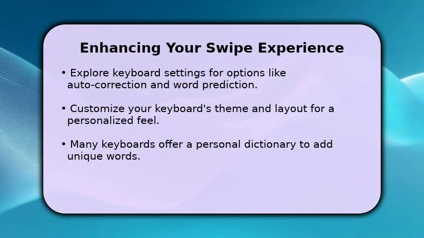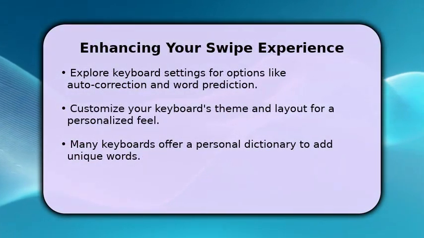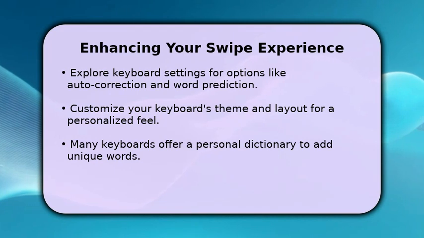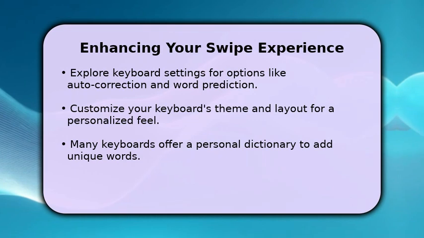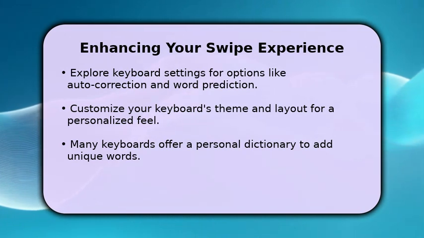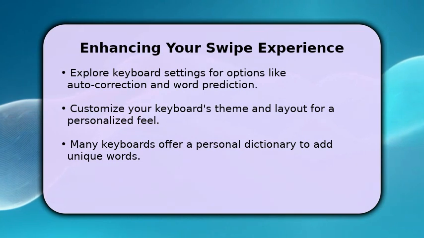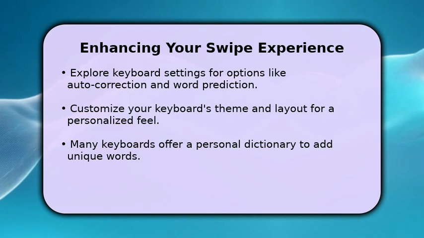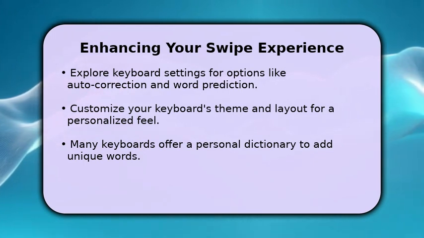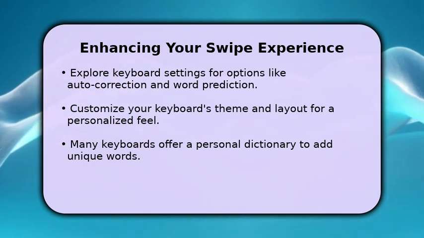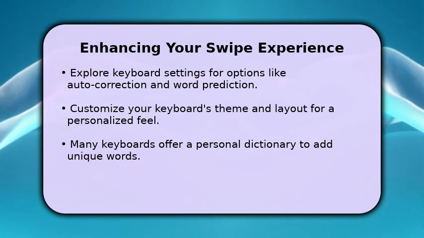Beyond the basics, you can further enhance your swipe typing experience. Dive into your keyboard settings to explore features like autocorrection, which can fix minor errors, and word prediction, which suggests words as you type. Many keyboards also allow you to customize themes and layouts, offering dozens of options to personalize your typing interface. You can even add unique words to a personal dictionary, ensuring your specific vocabulary is recognized. These small adjustments can make a big difference.